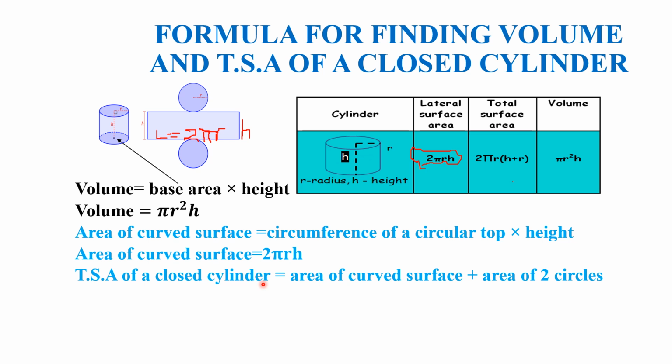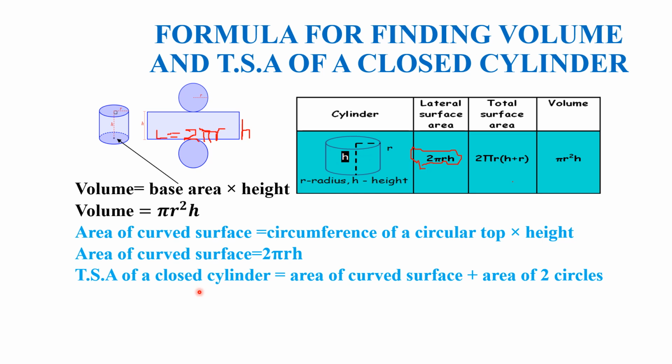Now, whenever they ask us the total surface area of a cylinder, we have said that a cylinder has a rectangle and two circles. But this rectangle is the curved surface. So we say that total surface area is equal to the area of the curved surface plus the area of two circles. These two circles only apply to a closed cylinder at both ends. If we have a cylinder open at one end, then we consider only one circle.